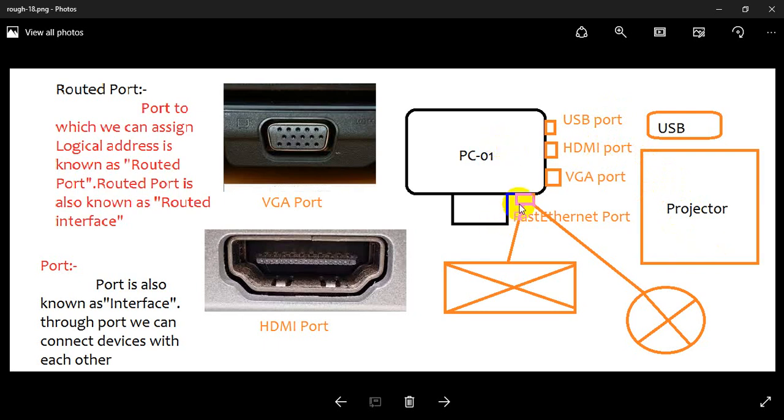And a Fast Ethernet port is used for communication in a network. If you don't have a Fast Ethernet port, it means you don't have a wired NIC, because a wired NIC is used for connecting your device with another device through wired connectivity. So if you want to connect with a router or switch through wire, there should be a wired NIC, and a wired NIC has an outer interface known as a Fast Ethernet port or Ethernet port. So let's move forward.